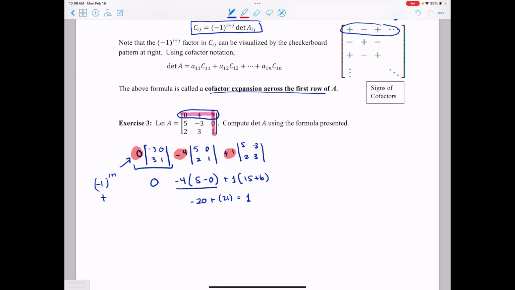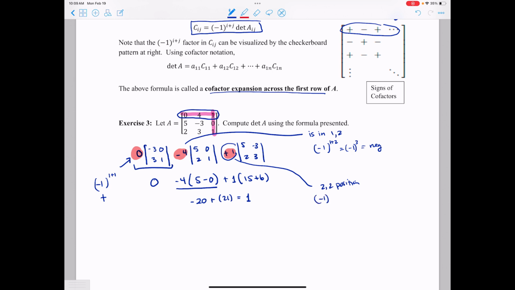Then the 4, so this 4 is in the row 1, column 2 position. So negative 1 raised to the 1 plus 2 is negative 1 to the third, which is negative. So that's why that 4 is negative. And then to think about why this one is positive, that is in the 2, 2 position.